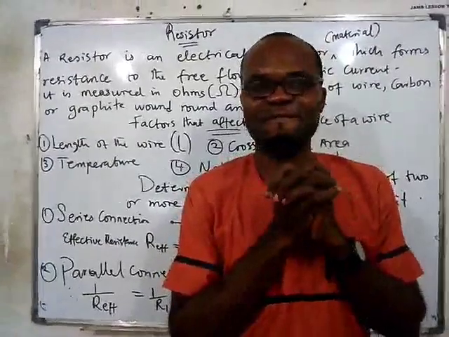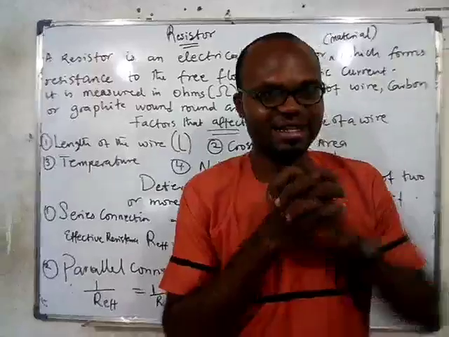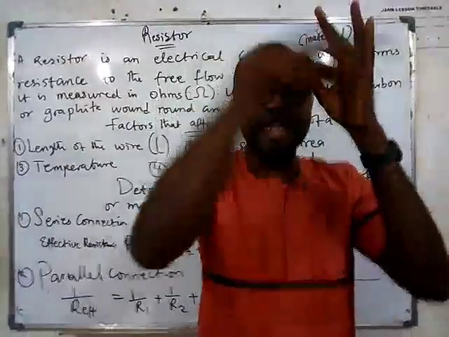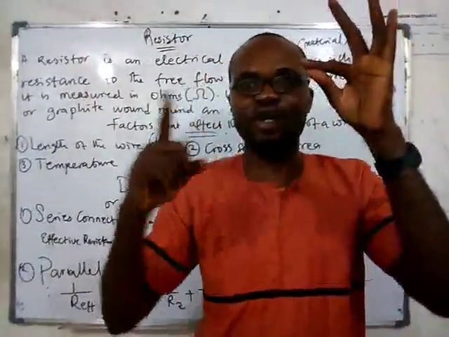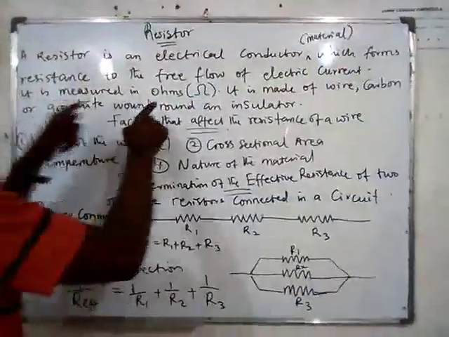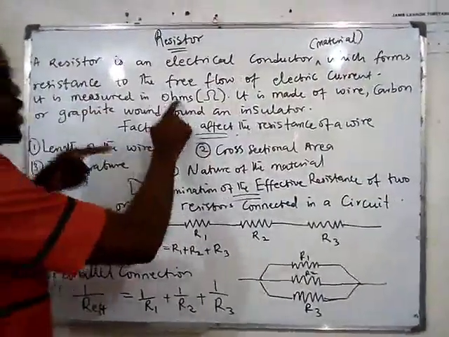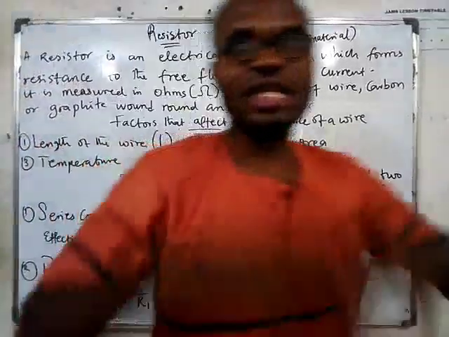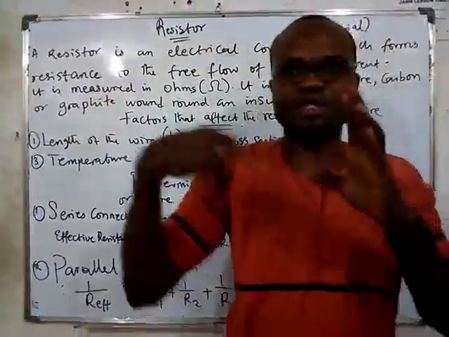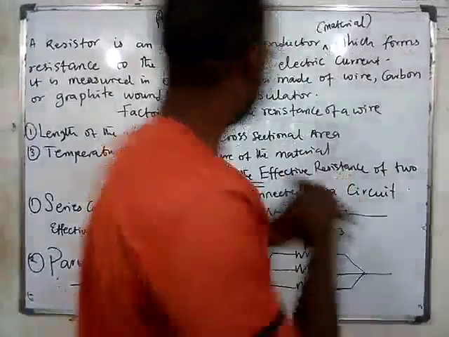Resistor. Is that clear? That component that prevents the free flow of electric current in an electric circuit is known as a resistor. Is that clear? And this resistance is measured in ohms. The ability of a resistor to resist the free flow of current is measured in ohms.